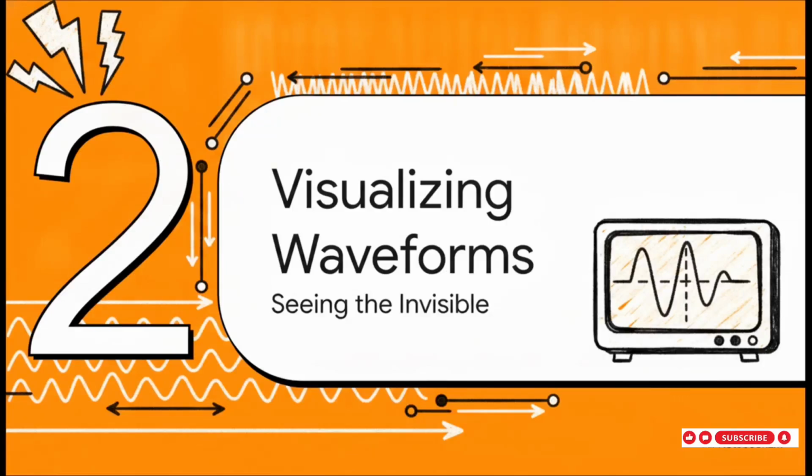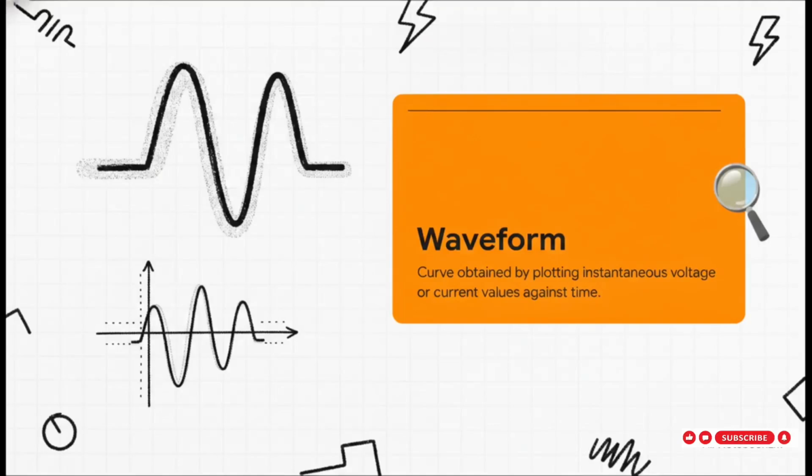Section 2, visualizing the waveform. Now, knowing the current is constantly flipping back and forth is one thing, but how do we actually see this invisible electrical pulse? Well, that brings us to our next concept. When we take all those constantly changing values of voltage or current and map them out on a graph against time, we get a waveform. You can basically think of the waveform as the visual signature of our alternating quantity. It's the physical shape the electricity takes when we plot its journey from moment to moment.